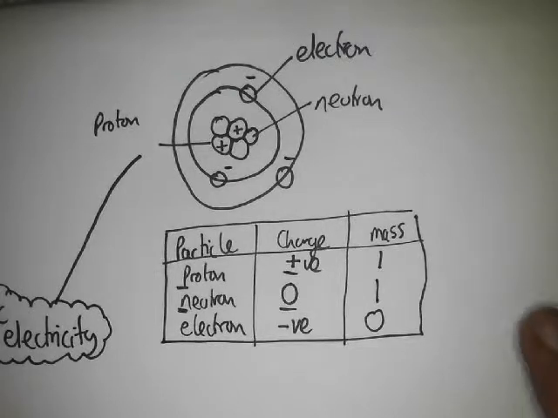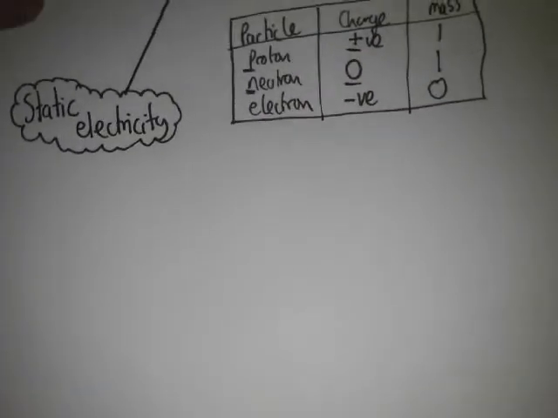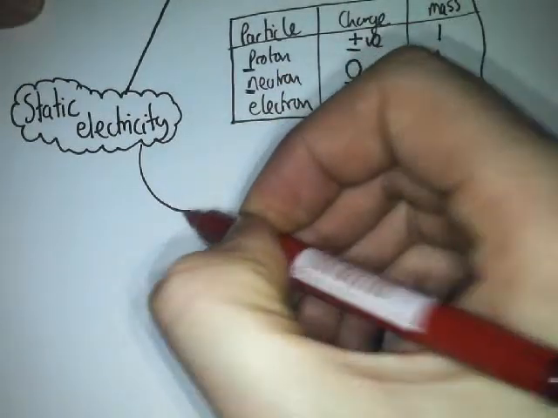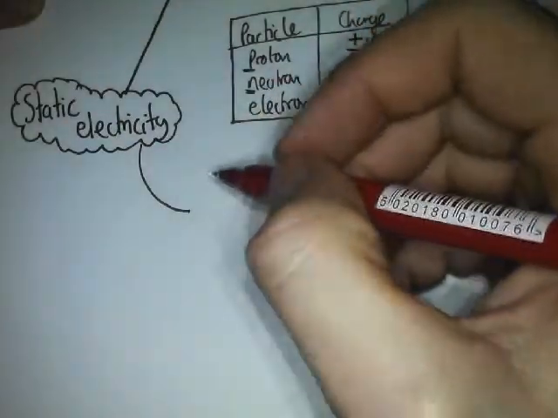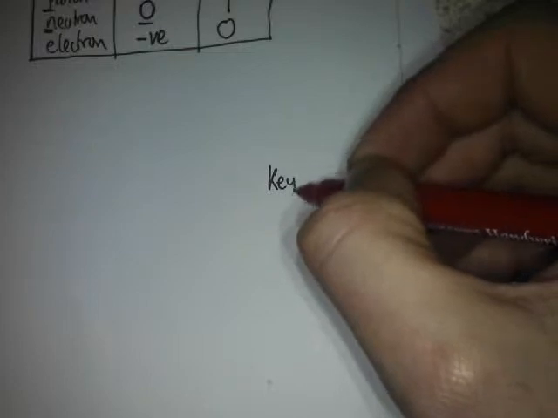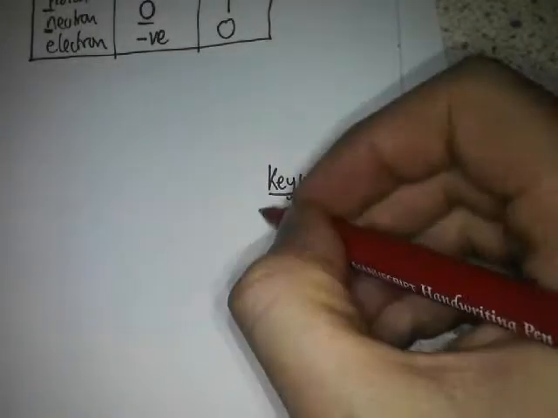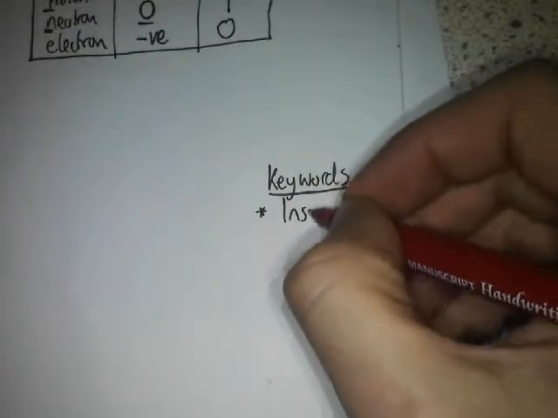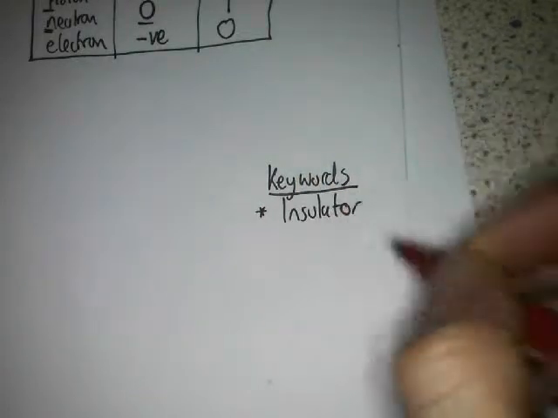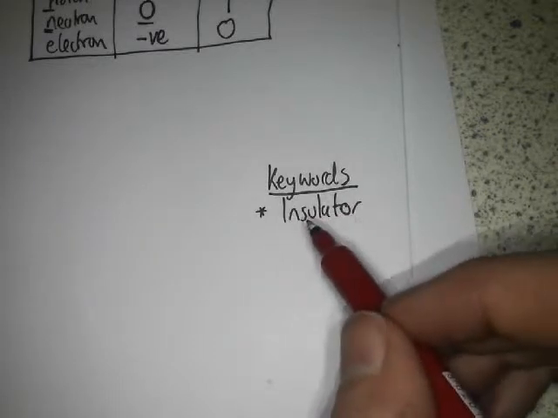So what is static electricity? How is it built up? And the easiest way to describe it is using a diagram. Now, we'll write a keywords box here. Keywords. Keyword number 1, insulator. Doesn't conduct electricity, doesn't let electricity through. Things like rubber, things like plastic, things like cloth.